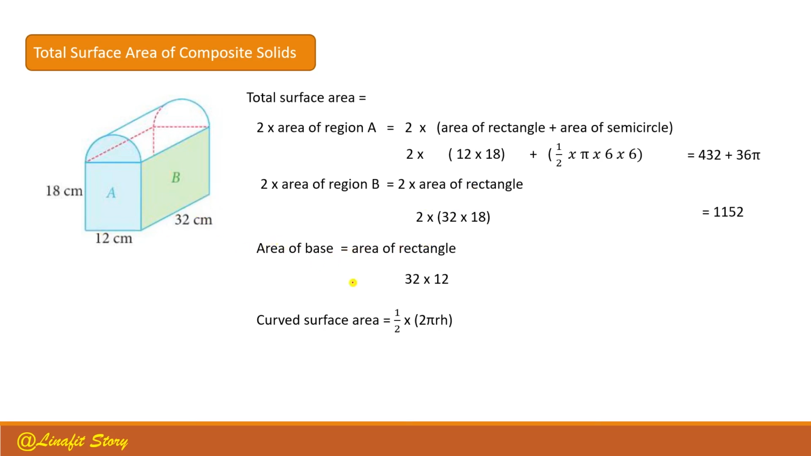And then the area of the base is the rectangle. 32 times 12 is equal to 384. And then the curved surface area is 1/2 times 2 times pi times radius times height, which is 1/2 times 2 times pi times 6 times 32, equal to 192 pi. So the total surface area is equal to 1968 plus 228 pi, which is equal to 2680 square cm, to 3 significant figures.